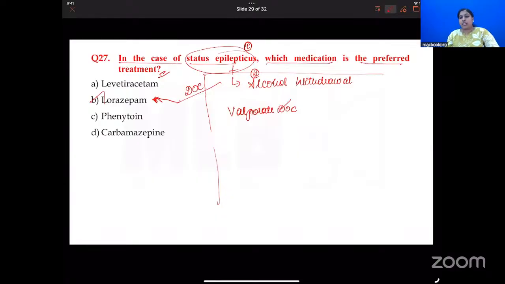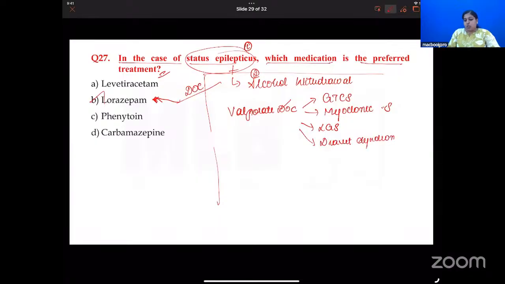Valproate is a drug of choice in case of generalized tonic-clonic seizure, myoclonic seizure, and mixed seizure syndrome, that is LGS, the Lennox-Gastaut syndrome. And in case of Dravet syndrome also, valproate is a drug of choice. So these things you have to definitely remember.